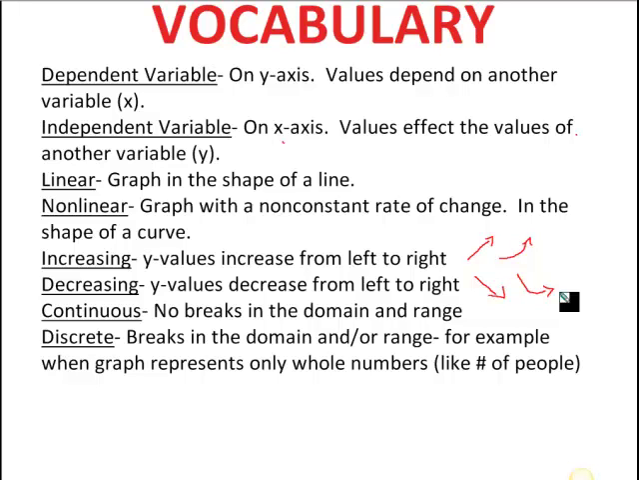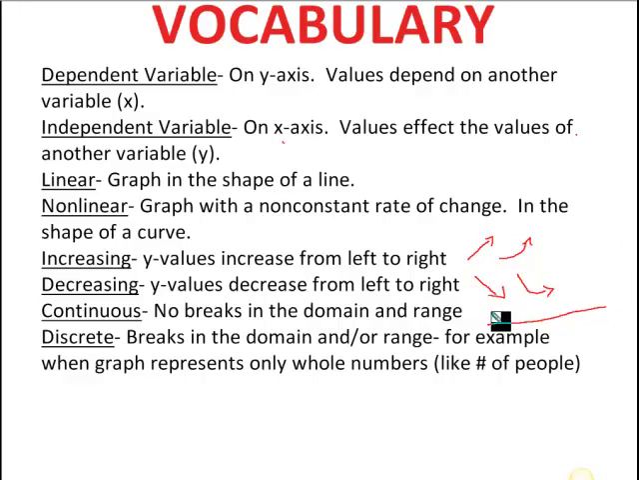Continuous or discrete, these might be new to some of us or most of us. Continuous is that there are no breaks in the domain or range, okay? Meaning these four that I just drew here would be continuous. There is no break. Our line or our curve continues throughout the graph. Throughout the domain and range.